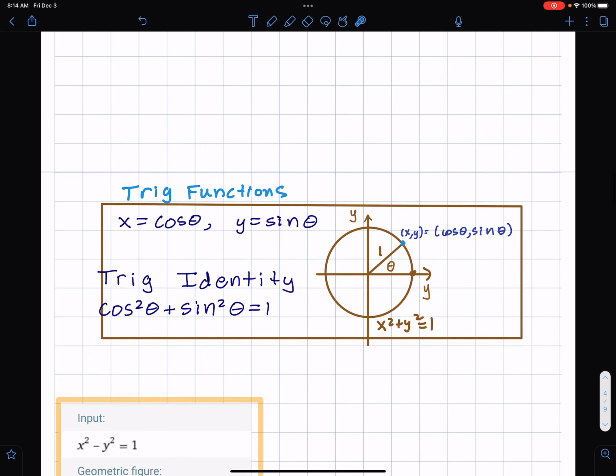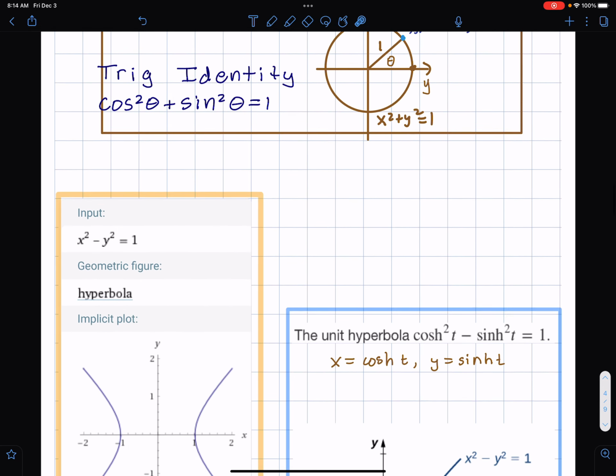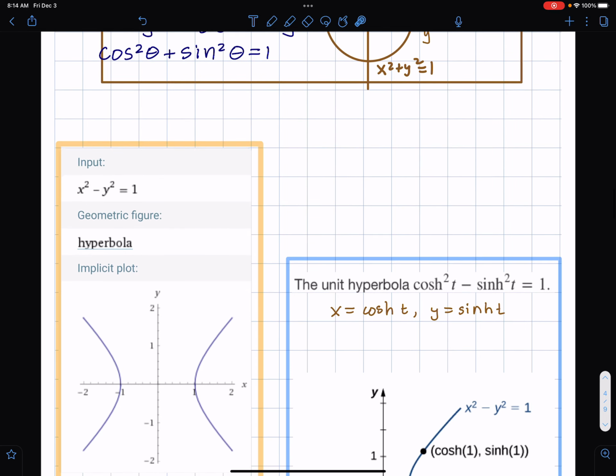That's for trig functions. For hyperbolic functions, we can look at a parameterization where we let x equal hyperbolic cosine t. You could use theta, but I'm going to use t. x equals hyperbolic cosine t, y equals hyperbolic sine t. Then we have, as we proved above, hyperbolic cosine squared t minus hyperbolic sine squared t equals 1, which leads us to x squared minus y squared equals 1.